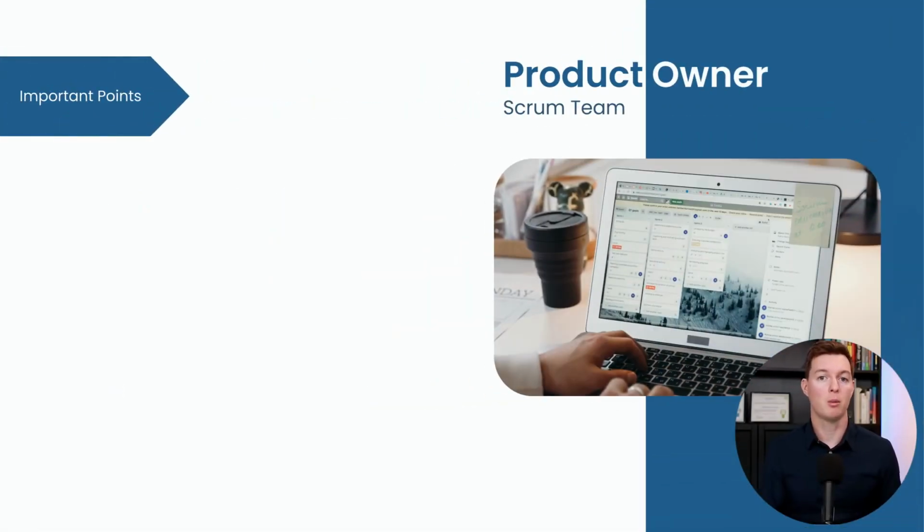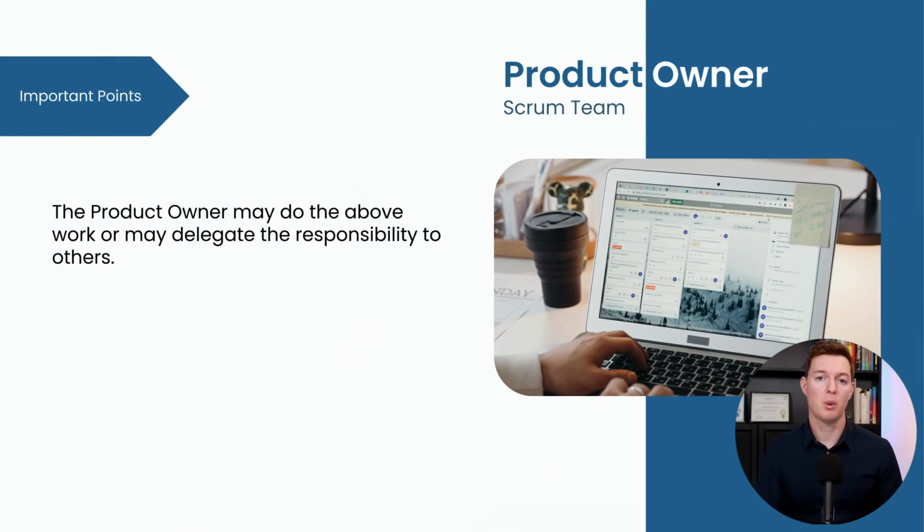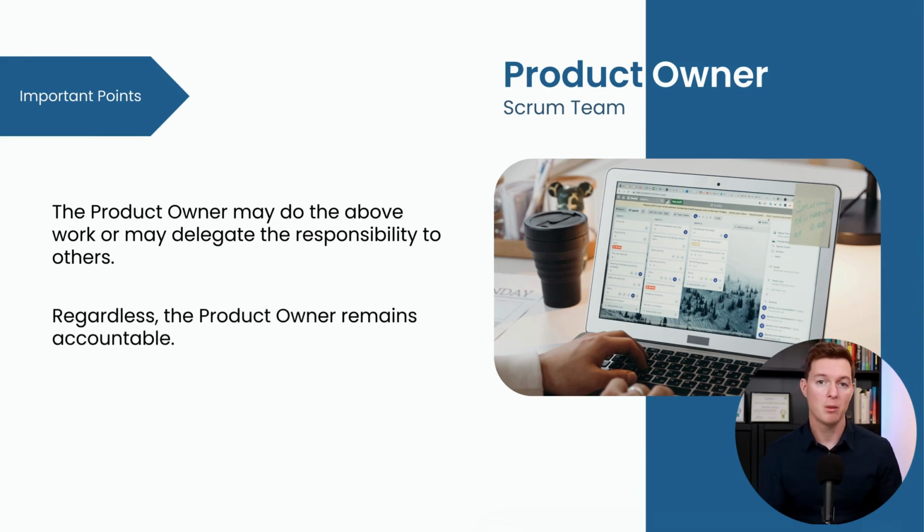More on that later. Here are some important points about the product owner's role. Pay attention because you'll probably be tested on these as well. The product owner may do this work or may delegate this responsibility of doing the work to others, but the product owner remains accountable for it. They can delegate, but the buck stops with them, basically. I think Scrum puts this in because the product owner may not be a full-time role, so they can delegate the role and responsibilities of keeping the backlog up to date and understood, but they are accountable for that. So the buck stops with them.